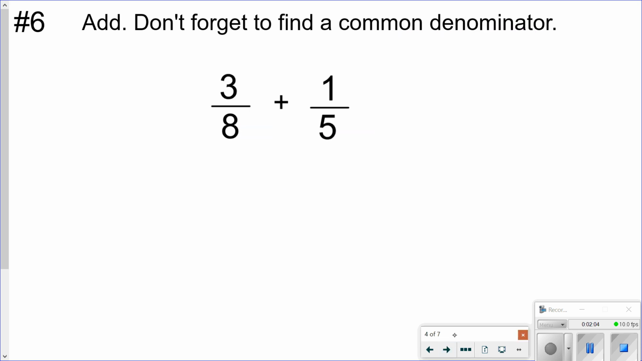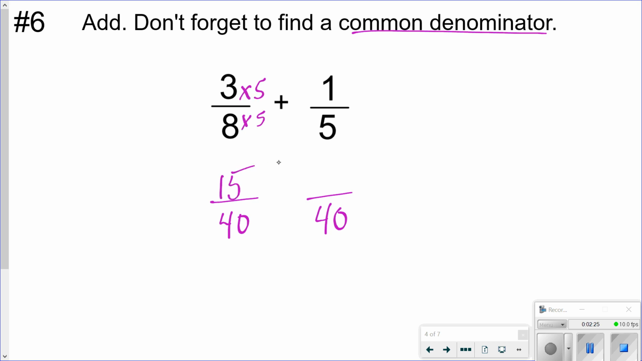Okay, number 6, add, and don't forget common denominators. So we have a 5 and an 8. The common denominator is going to be 40. In this one, you did multiply them by each other. So how did the 8 turn into 40? Times 5. To make an equivalent fraction, multiply your numerator times 5. And this one was times 8. The equal fraction would be 8/40.